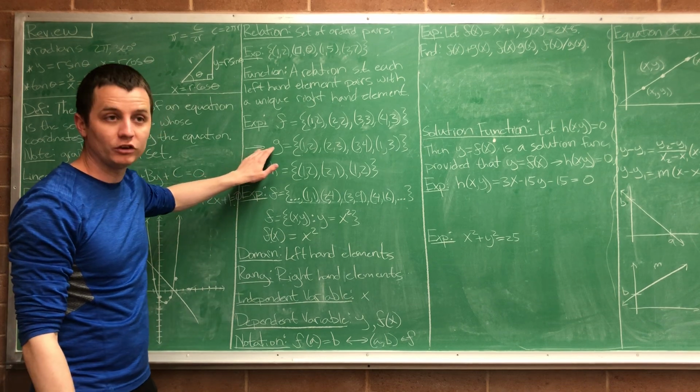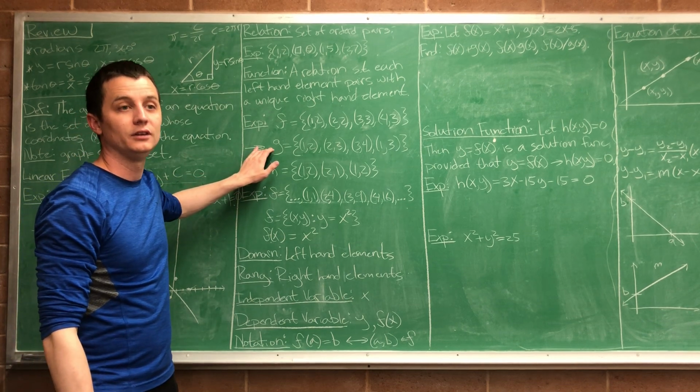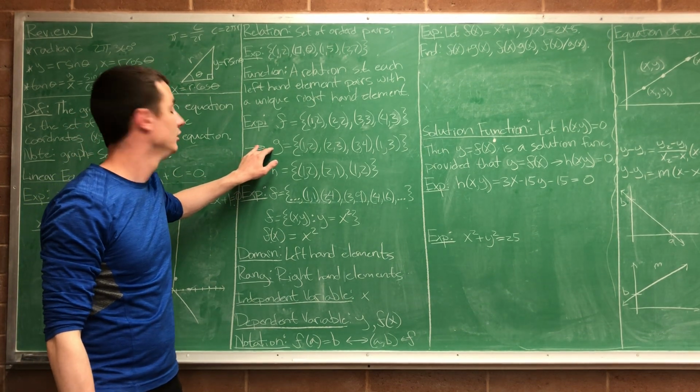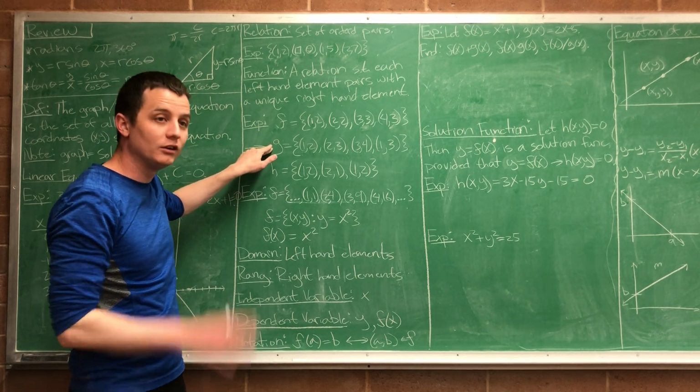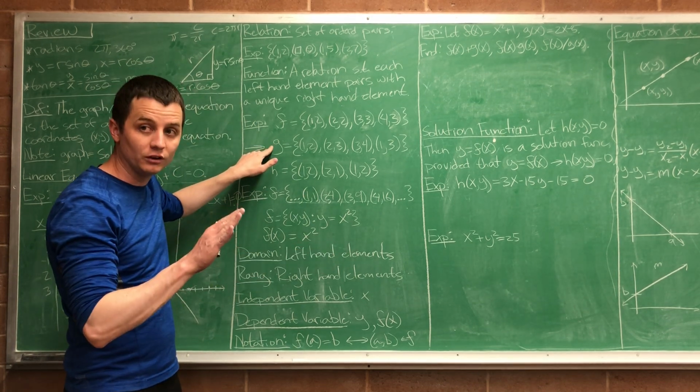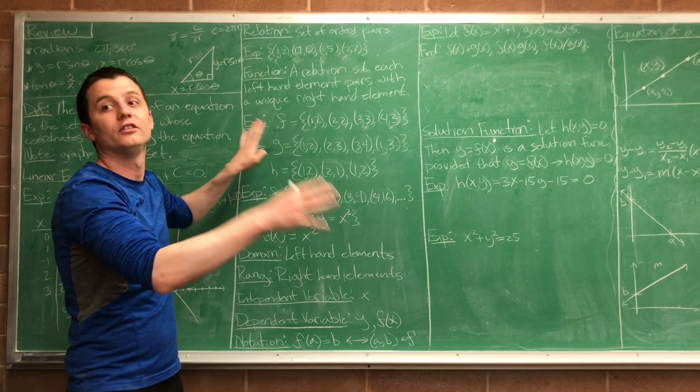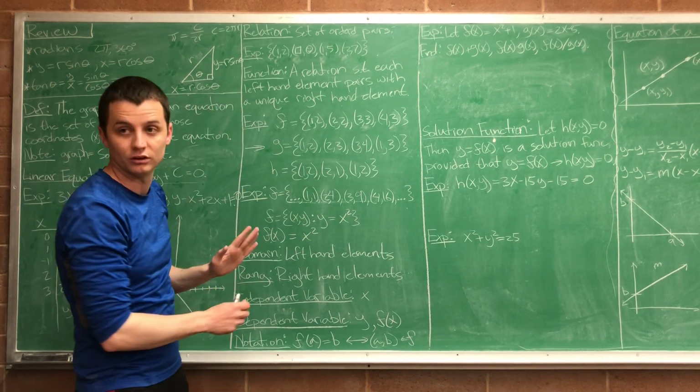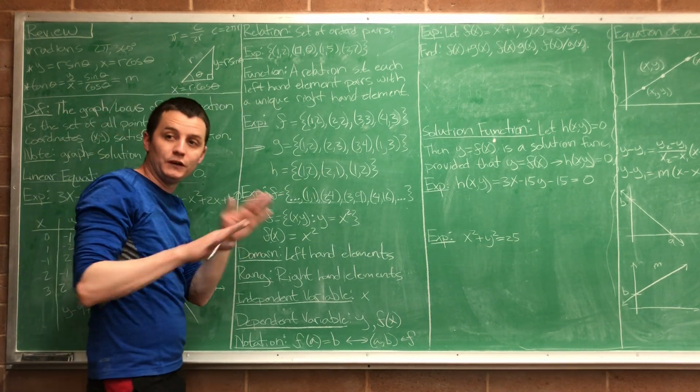So is G a relation? Yes. Is it a function? No. A relation is a set of ordered pairs. A function is a set of ordered pairs satisfying this special condition. Don't get confused by those two words.